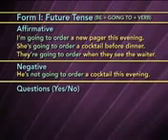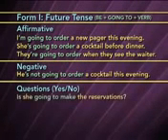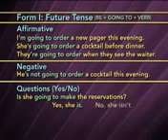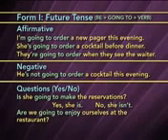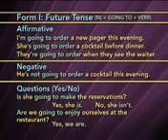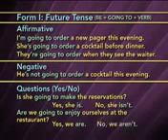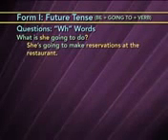And then yes/no questions. Is she going to make the reservations? Yes, she is. No, she isn't. Pretty easy. Are we going to enjoy ourselves at the restaurant? Yes, we are. No, we aren't. And questions with WH words. What is she going to do? She's going to make reservations at the restaurant.